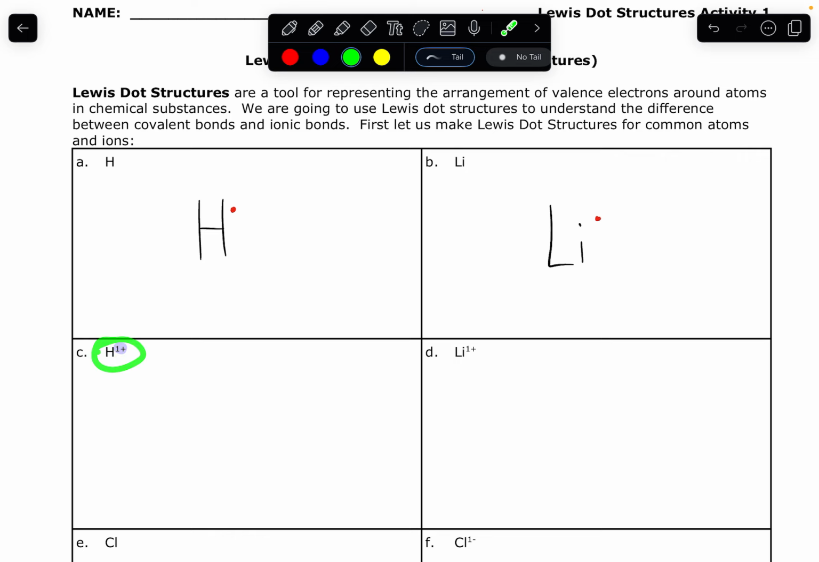Okay, so the only way that we're going to get a change in the charge on our atom is by gaining or losing electrons. In this case, hydrogen has lost an electron and has become positively charged. Hydrogen only had one electron to give away, so the Lewis structure for a hydrogen ion with a +1 charge looks like this. All right, same thing for lithium. It only had that one valence electron. How did it become positively charged with a charge of +1? It lost an electron.